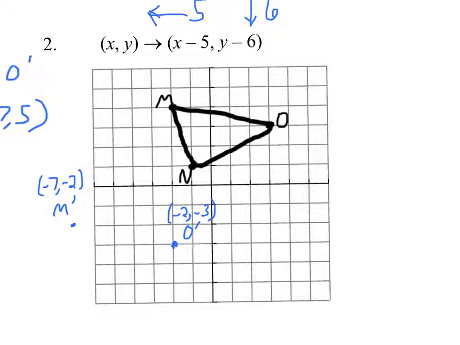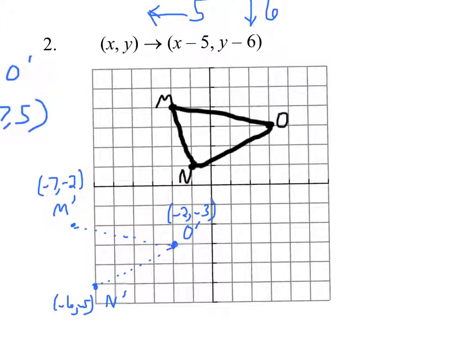Alright, and lastly N, negative 1, 2, 3, 4, 5, negative 1, 2, 3, 4, 5, 6. It's down here. That is the new N. And the location of that point is negative 6, negative 5. And we'll make our dotted or dashed lines.